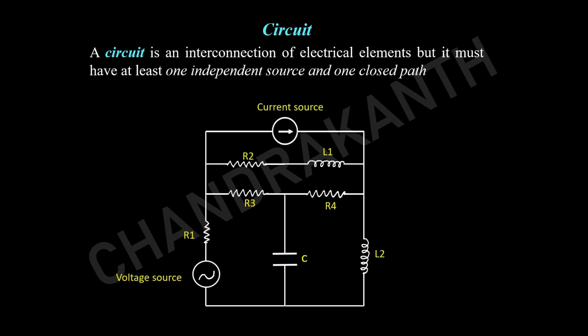This can be considered as an example for the circuit where you have one voltage source and one current source. That means it is a mix of the active sources as well as the passive elements, and the circuit is having the closed paths also.